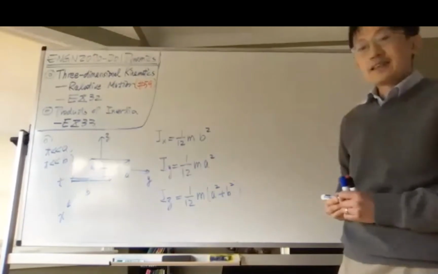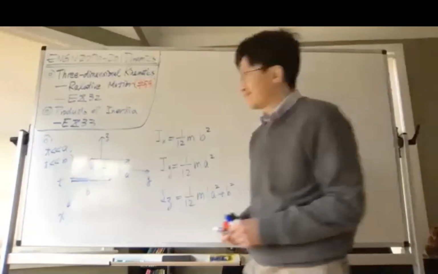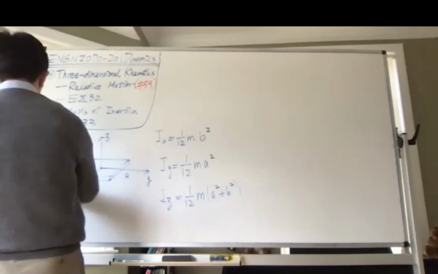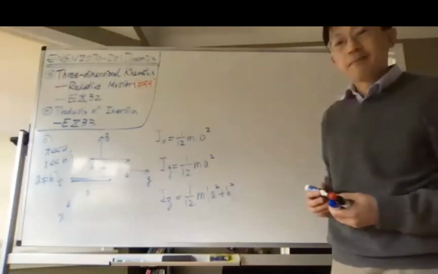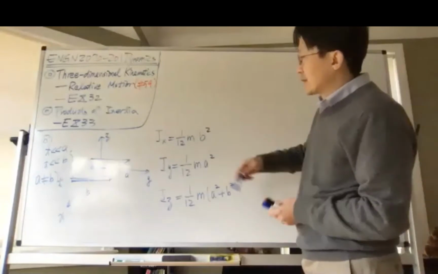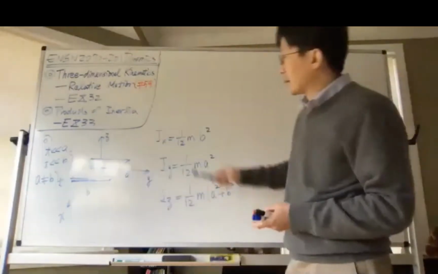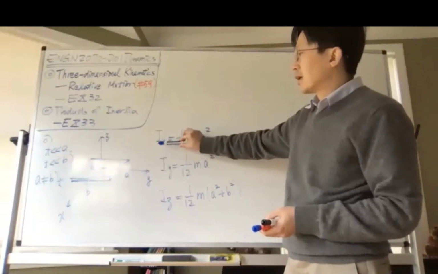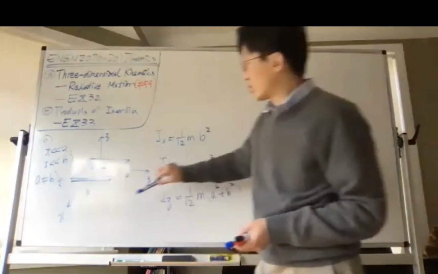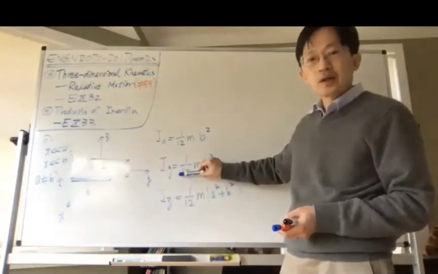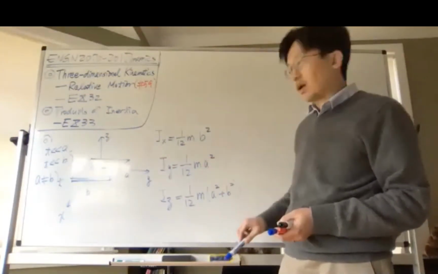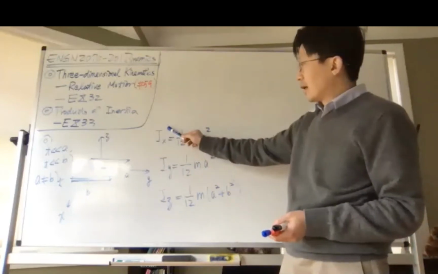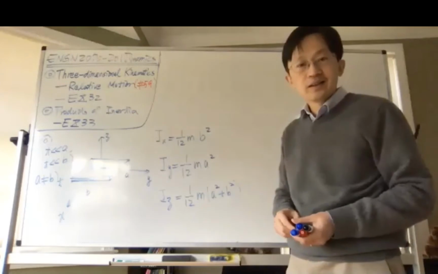Now, if I say A doesn't equal B, in this case, you can see that if B is greater than A, that means it's more difficult to rotate this object with respect to the x-axis compared to the y-axis. But the most difficult one is actually this, because mathematically, this magnitude tops Ix and Iy, right?